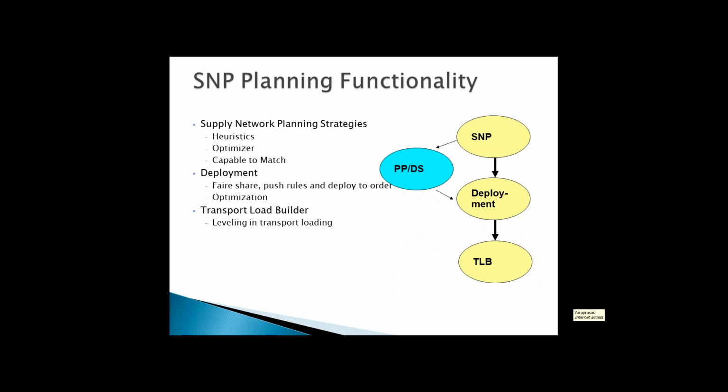And this is the SNP planning functionality. In supply network planning, there are three planning engines available in SNP. One is heuristics, the second one is optimizer, and the third one is capable to match. The main difference between heuristics, optimizer, and capable to match is that heuristics is infinite planning, meaning whenever you are planning, it considers only material availability. It won't consider the capacity availability.